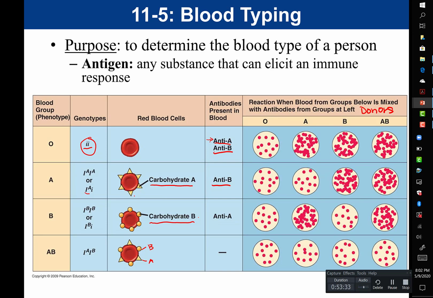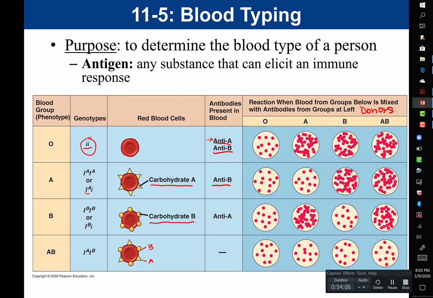So in my body, am I going to make anti-B antibodies? Answer is no, because B is seen as self. So I myself don't make anti-B antibodies. Do I make anti-A? Yes, because A carbohydrate is seen as foreign. I don't normally make A carbohydrates, right? So my body would produce anti-A antibodies.